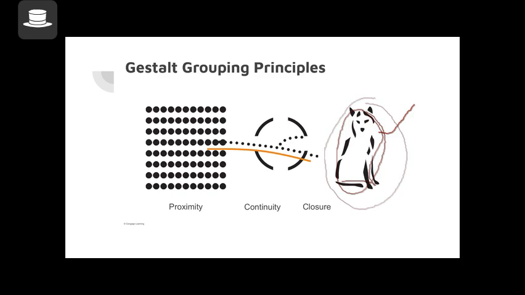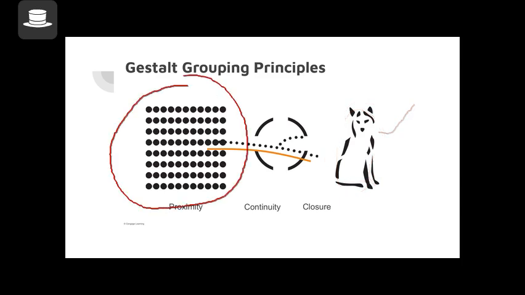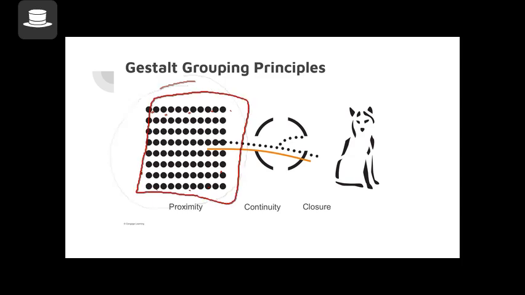Then there are other things like proximity. According to this principle, what do you see here? Well, people usually say a square of dots. Well, the principle here is that you group things based on similarity. All these dots are together, so you think that they all belong to one unit. So you say it's a square of dots. Okay.